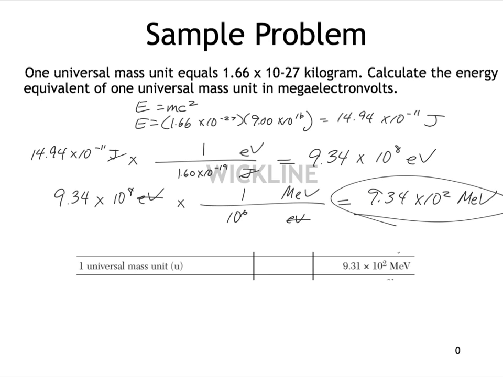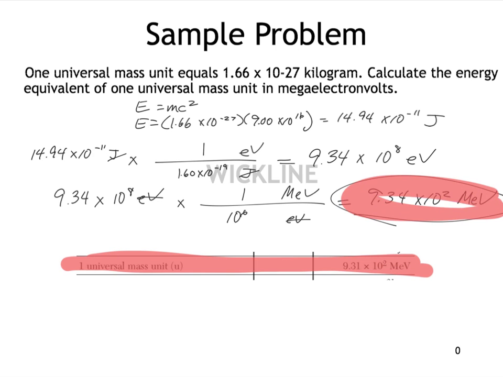So I sort of just did it the math way just to prove that it could be done, but there is a nice little thing on your reference table that says a universal mass unit is equal to that many mega electron volts, and you can see the similarity between those two. There was just a little bit of error because of rounding, but they did ask me for a universal mass unit in mega electron volts, so I probably should have just solved it this way. But you know me, sometimes I do it the hard way.